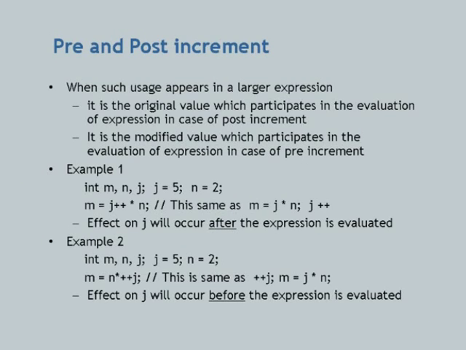This program is highly unreadable, and therefore, if at all I want to first increment j and then multiply it by n, then I will probably write it like this. And when I write two statements instead of one, notice that whether I write plus plus j or j plus plus, it does not matter. If that's a standalone expression, it will be evaluated to increment the value of j by 1 anyway.